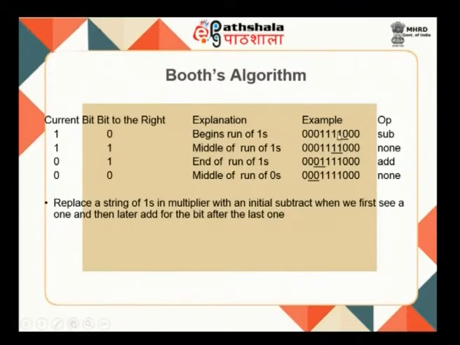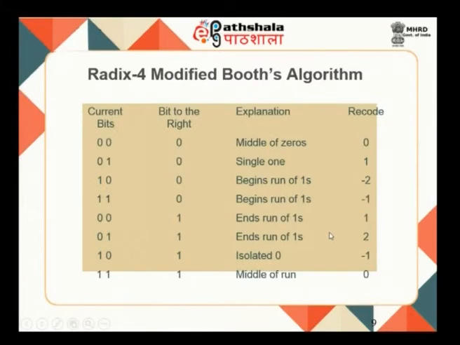So, whenever you have a sequence of ones or a sequence of zeros coming in, you do not have to code every multiplier bit. Just look for changes happening in the multiplier bit, and it is enough if you just code them. This is the Booth's algorithm.